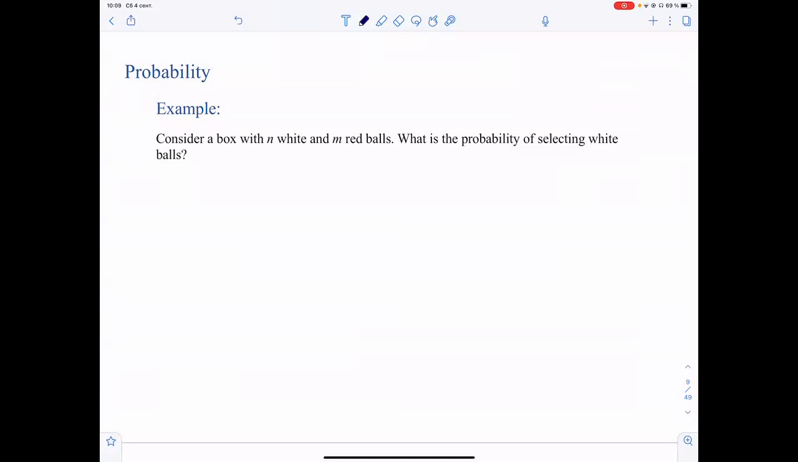This is one of the issues where exam scores are decreased because of the definition: probability is measured from 0 up to 1. Here we have a pretty simplified example. You have n white balls and m red balls, and a pretty obvious question: what is the probability if I try to get a ball out of this box at random?